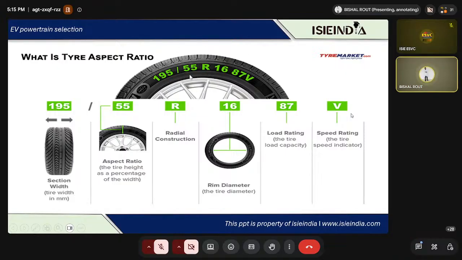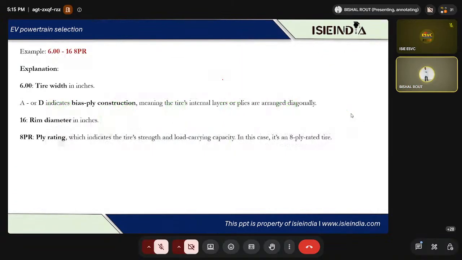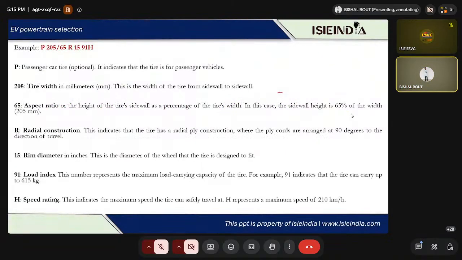In vehicle dynamics, we always try to calculate the radius of the tire. The radius of the tire is never given; it is given as an aspect ratio. For example, if I wanted to calculate the radius of a tire, I wanted to calculate this thing only, right? So actually, what is been given to us?